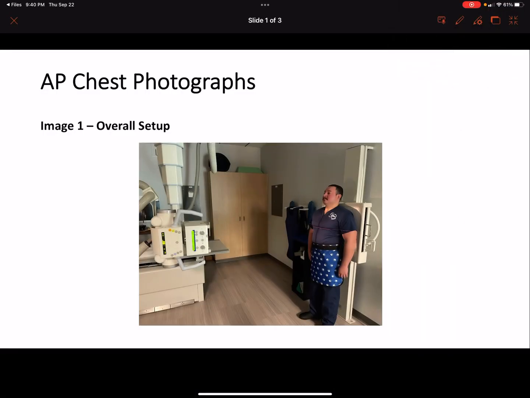Tim Albrechtson, Positioning Project Number 2, Chapter 2, AP Chest.